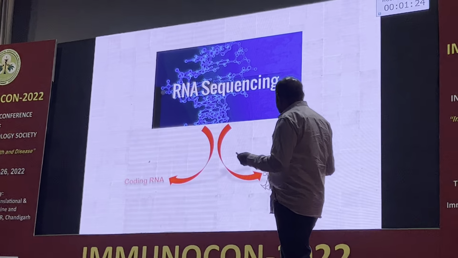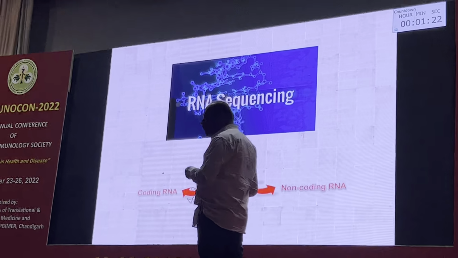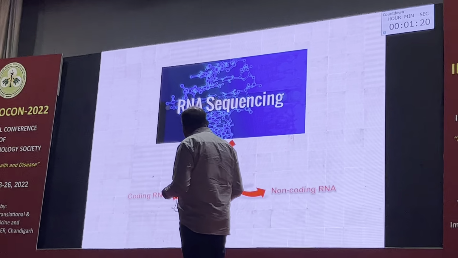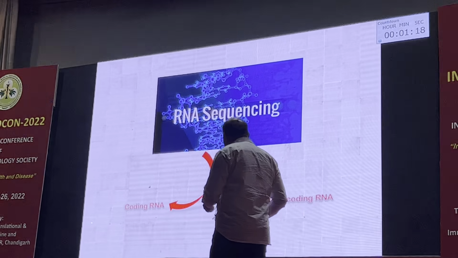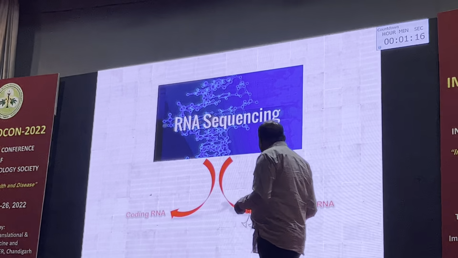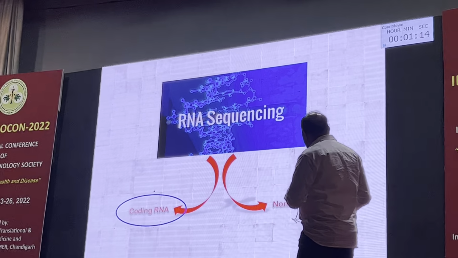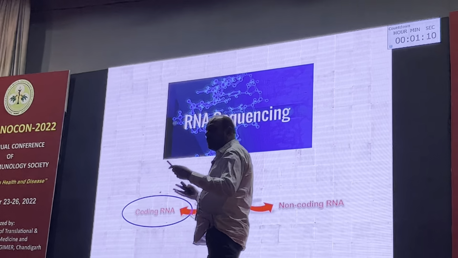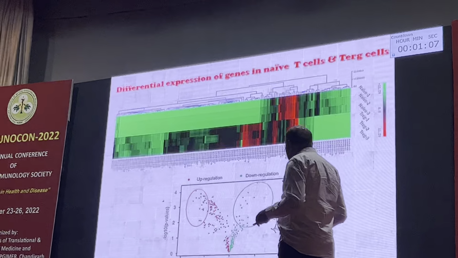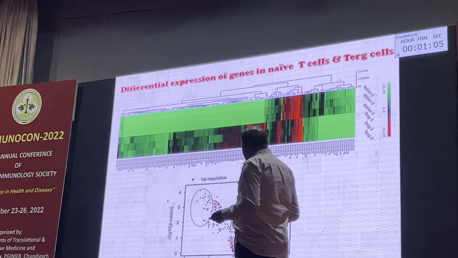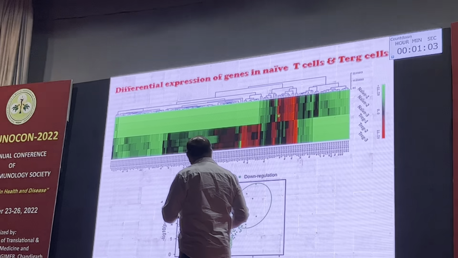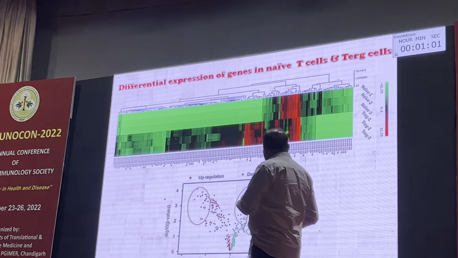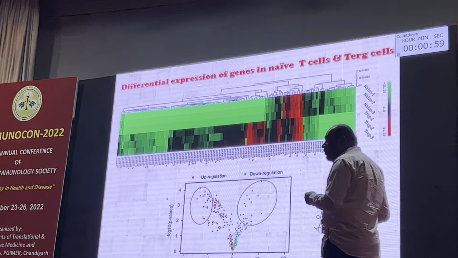So we did the sequencing, single cell sequencing of this T regulatory cell. We found there are a number of coding and non-coding RNAs. And we use both the coding and non-coding RNA to find out what are the differences between them. First we went for the coding RNA.